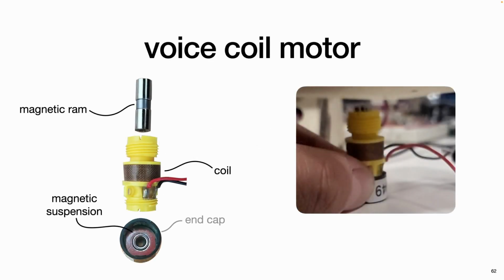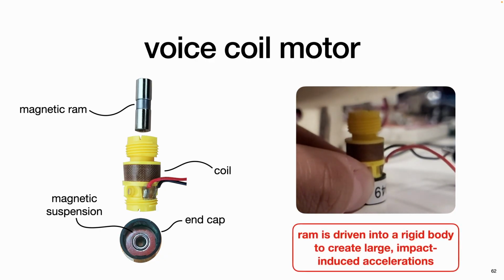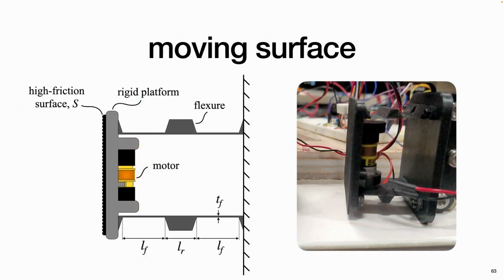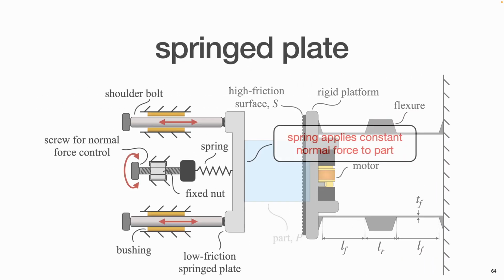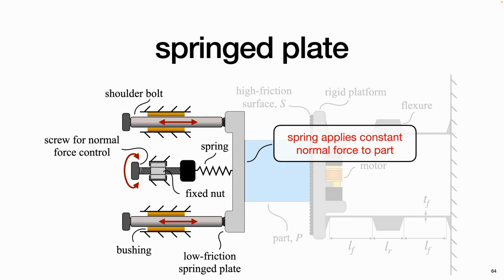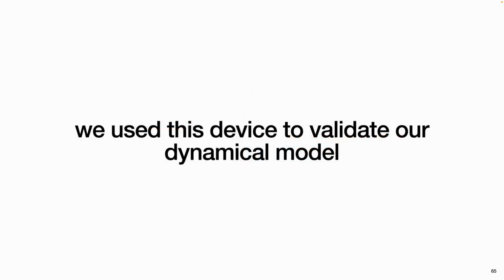Moving on to the design of the physical device, we first selected a voice coil actuator in order to create those impact-induced accelerations. Pumping current through the coil would launch this ram at a physical object that we placed in its path, resulting in large accelerations. We then took this motor and we placed it in a rigid platform that is grounded through 3D printed flexures. Motion of the ram would lead to motion of the platform, as seen on the right. To create the low friction surface, we had a springed plate that would apply a constant normal force on the left side of the part. We used this in our experimental setup in order to validate our dynamical model.